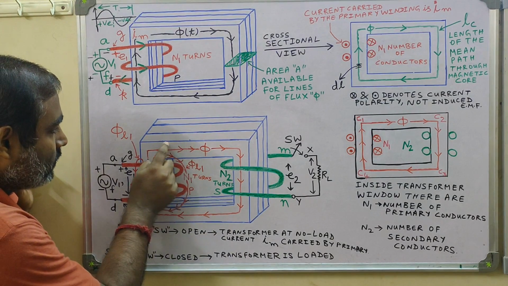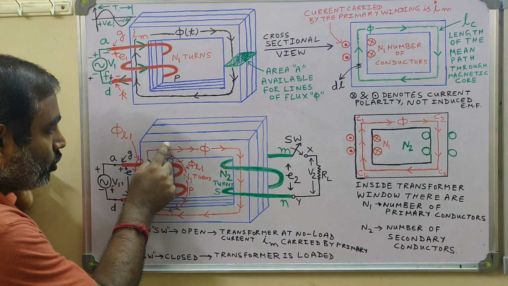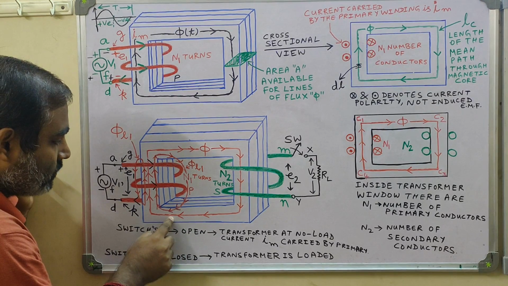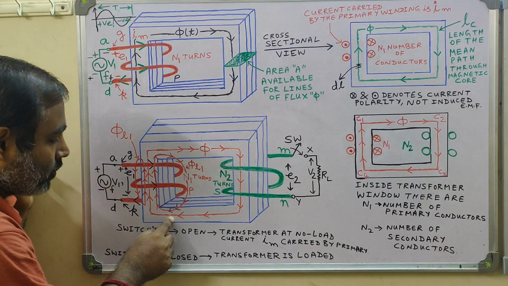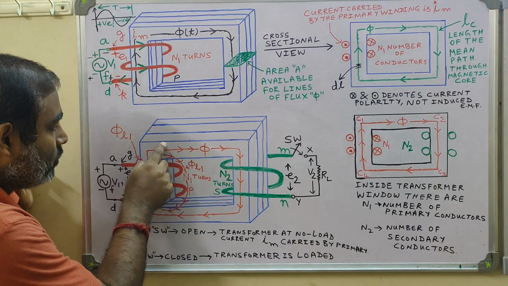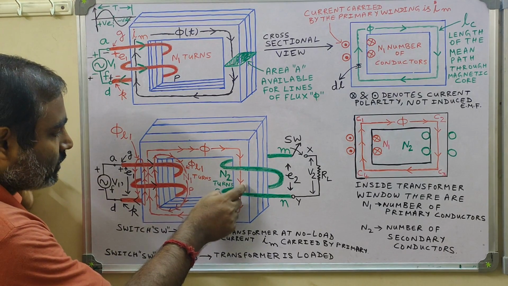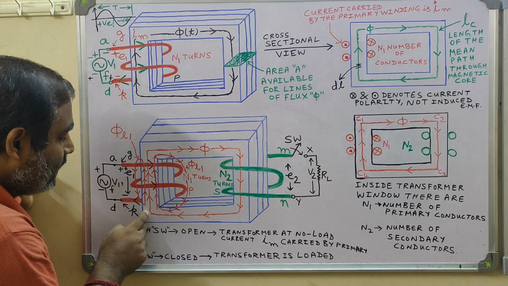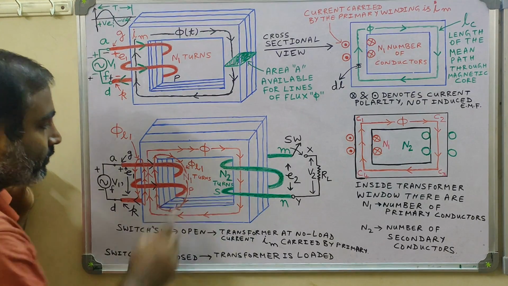This portion of the transformer is known as the yoke. This portion is also known as the yoke. This may be called the bottom yoke, and this may be called the top yoke. And these two portions, this one and this one, are known as the limb or the leg of the transformer.